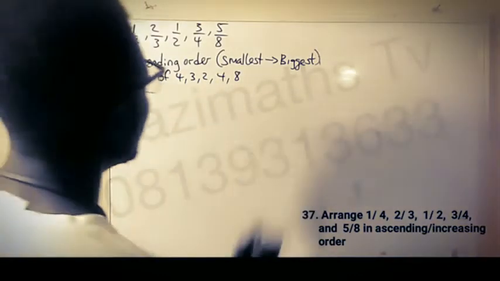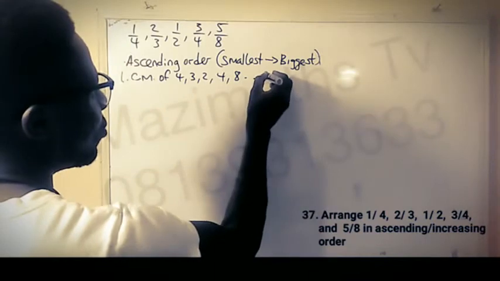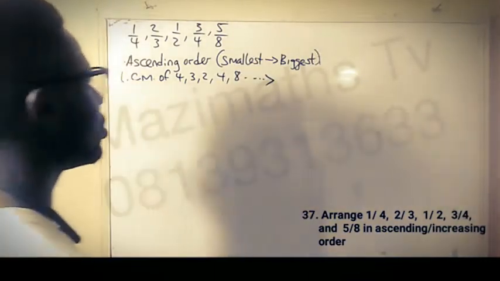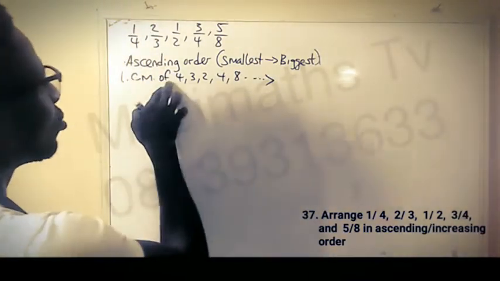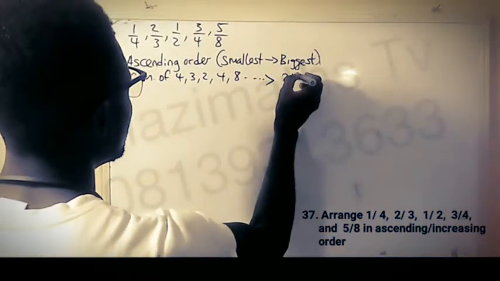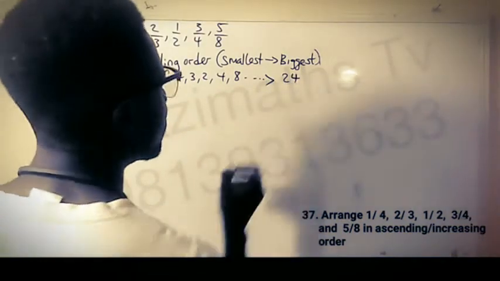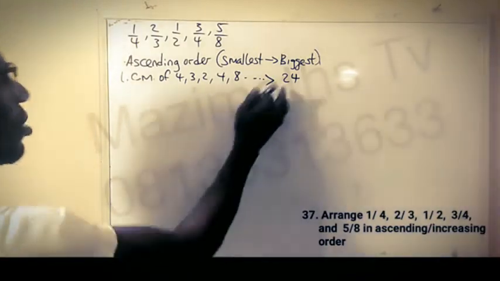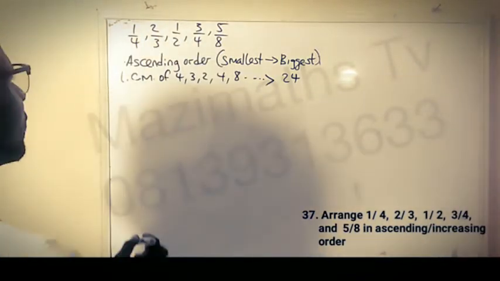So when you look for the LCM, you look for it just the way we looked for the LCM not long ago. If you look for the LCM, you will get 24. So now use this 24 to get the value of each of the fractions.